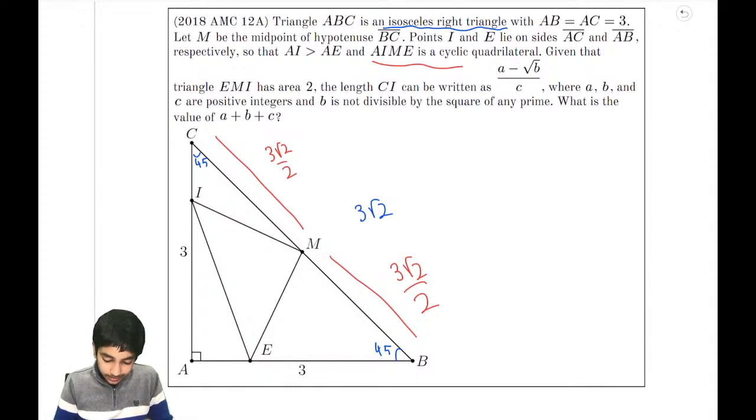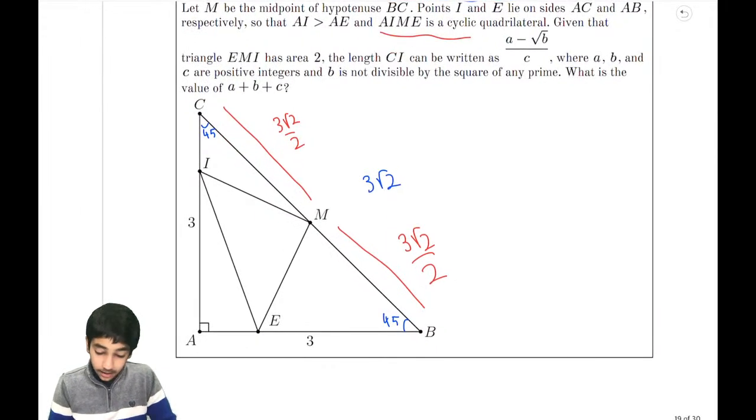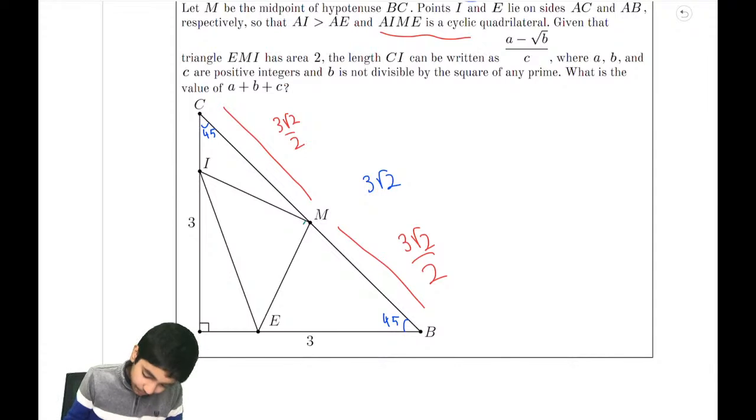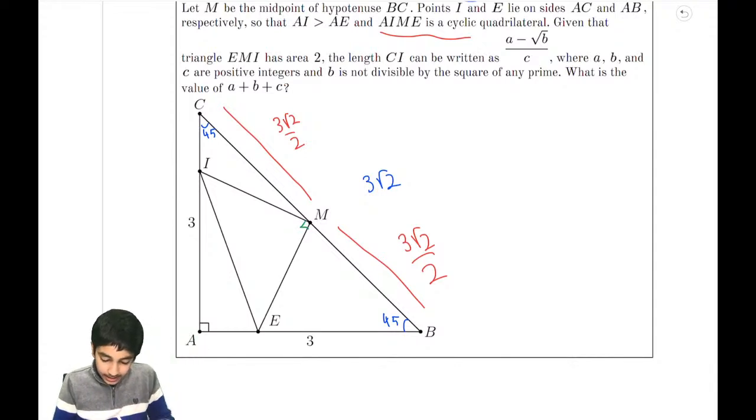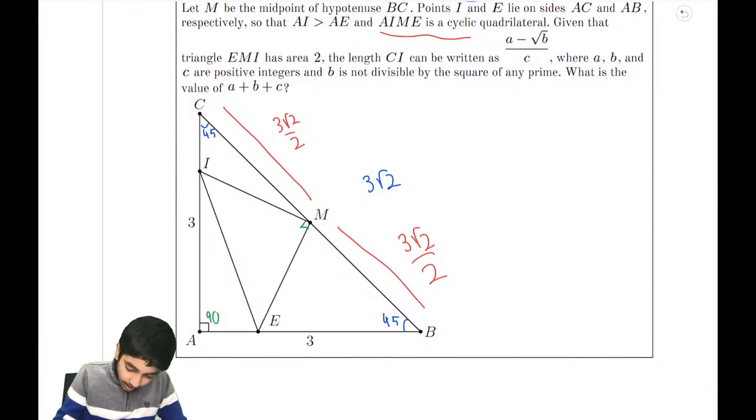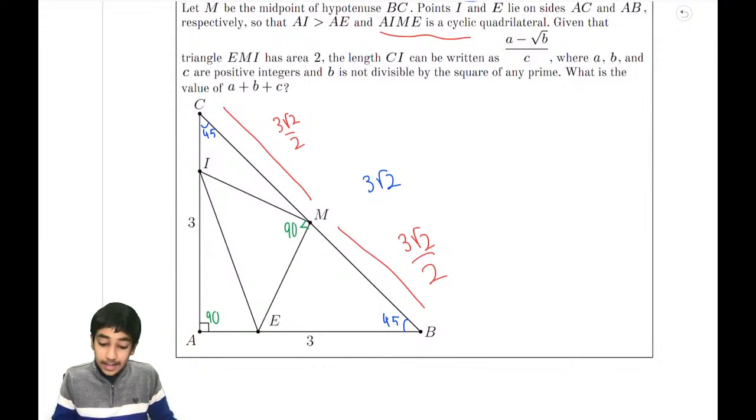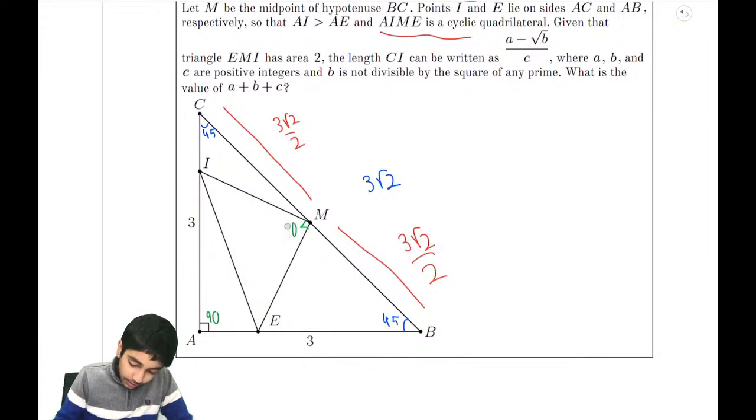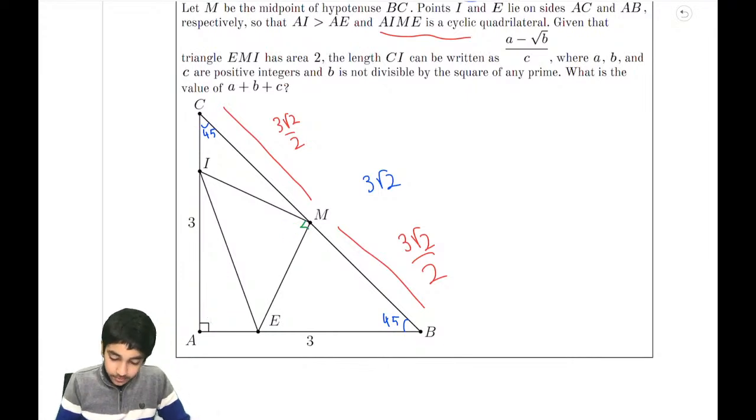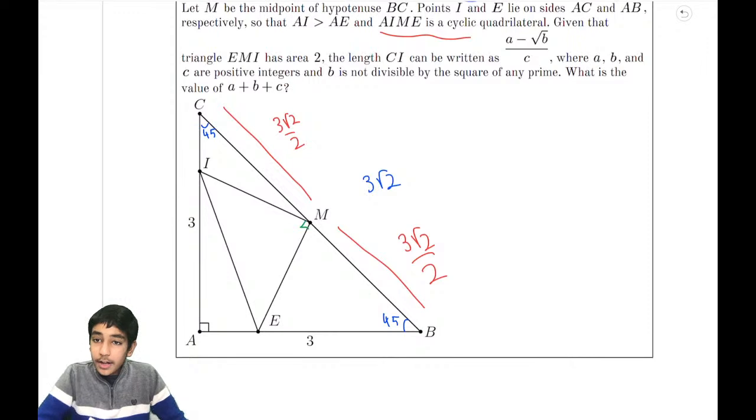So what can we do with this cyclic quad? What do we know about cyclic quads that can be useful here? Yeah, someone mentioned it. Angle M is right. There's a right angle. IAE is 90 degrees, plus IME has to also be 90 degrees in order for the sum to be 180. It is very useful in this problem. So now that we know this is 90 degrees, now what can we do? Is this all we know about the cyclic quad?